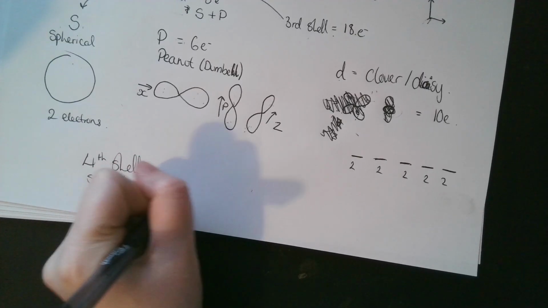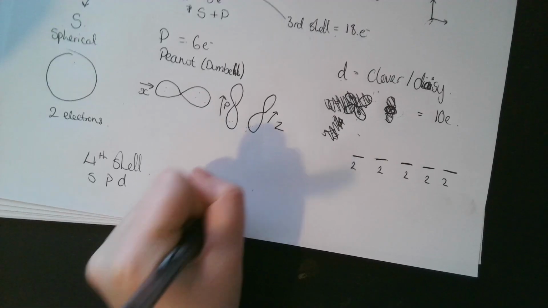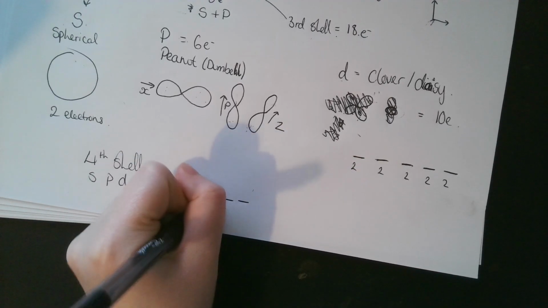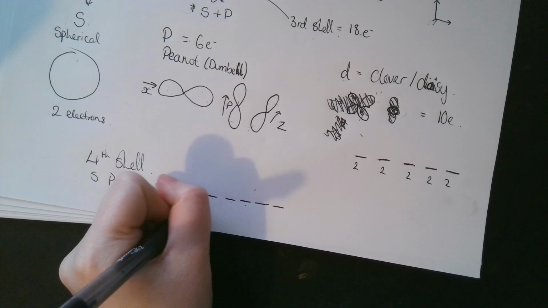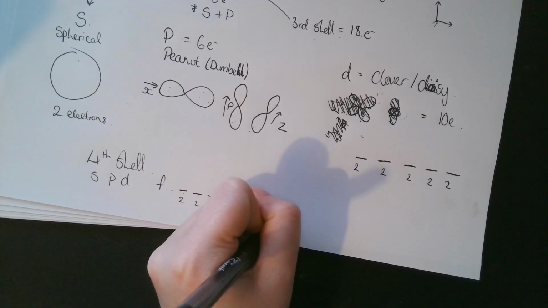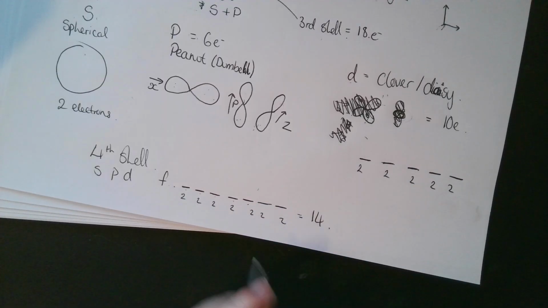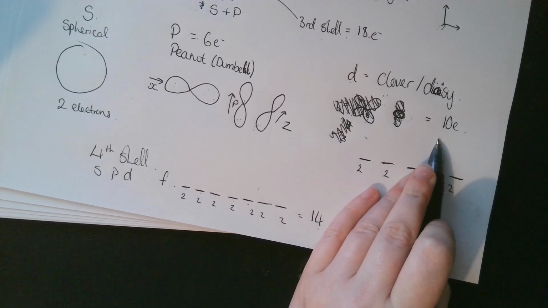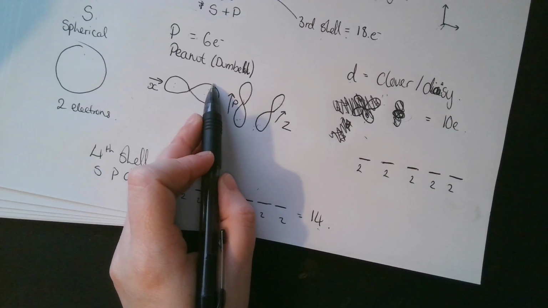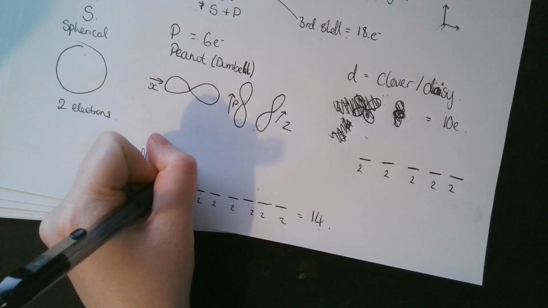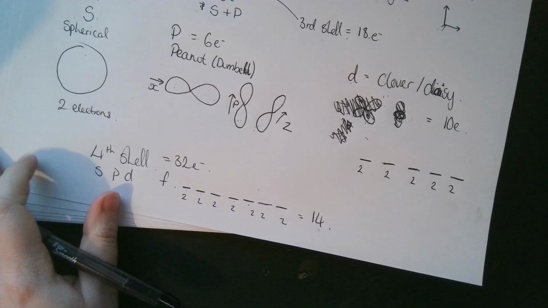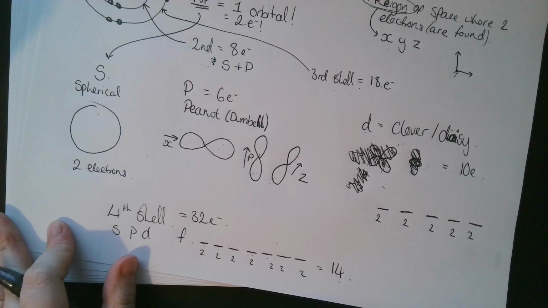but within the F, it can hold 7 orbitals, 1, 2, 3, 4, 5, 6, 7, each of which can hold 2 electrons, so that gives a total of 14. So if we have 14 plus 10, that's 24, plus 6, that's 30, plus 2, that's 32.